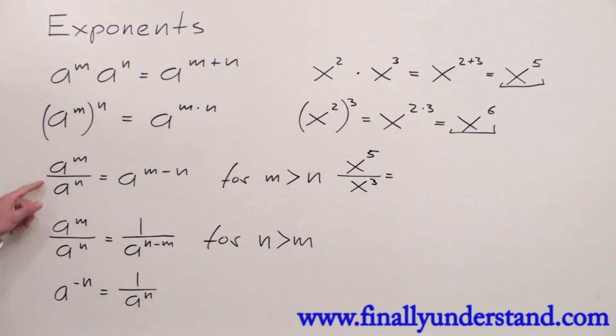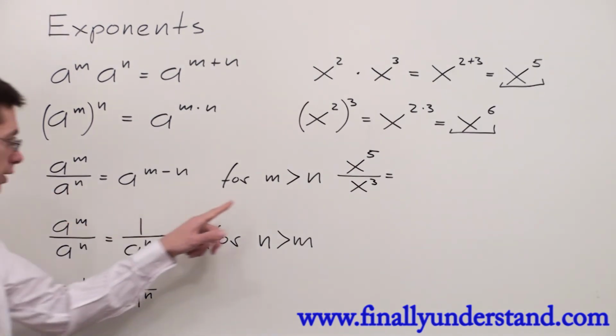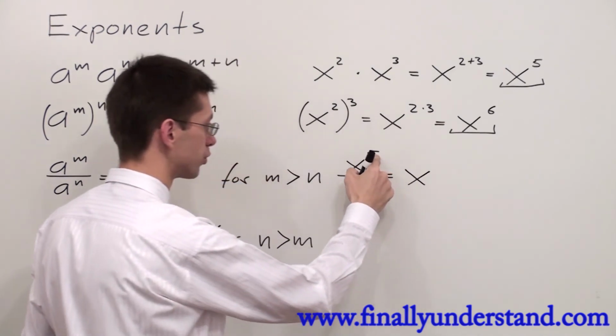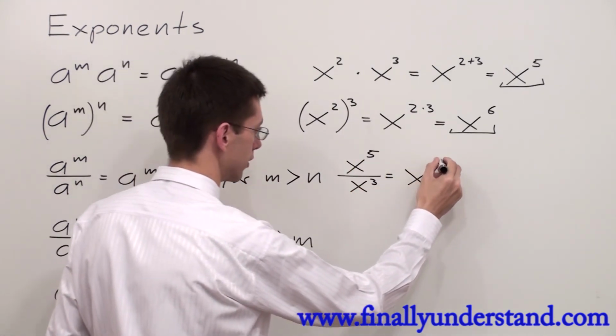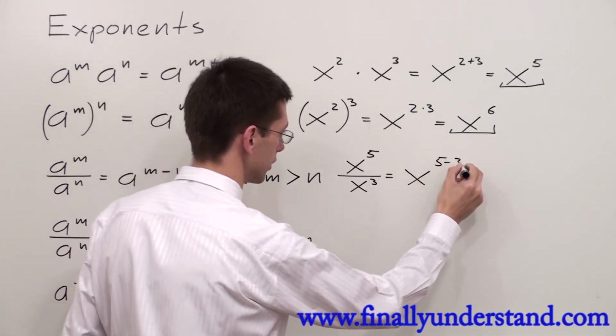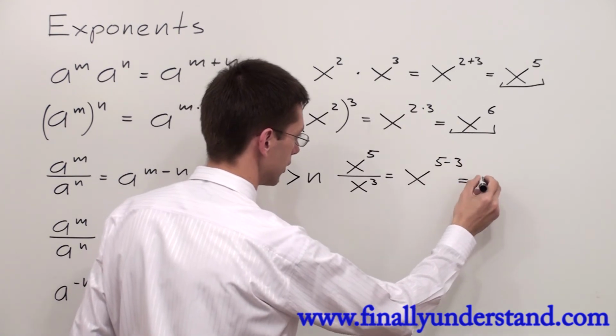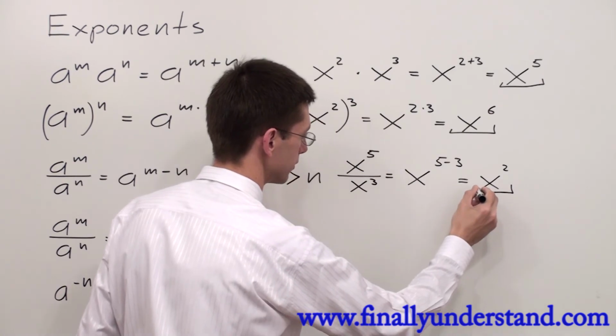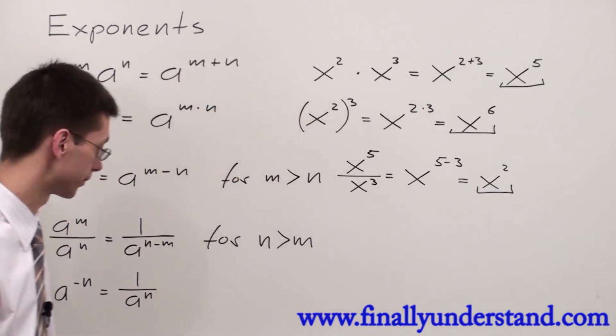According to the rule, I'm supposed to keep the base. In this case, my base is x, and I'm supposed to subtract exponents. So I have 5 minus 3. Answer is x to the second power. Very simple.